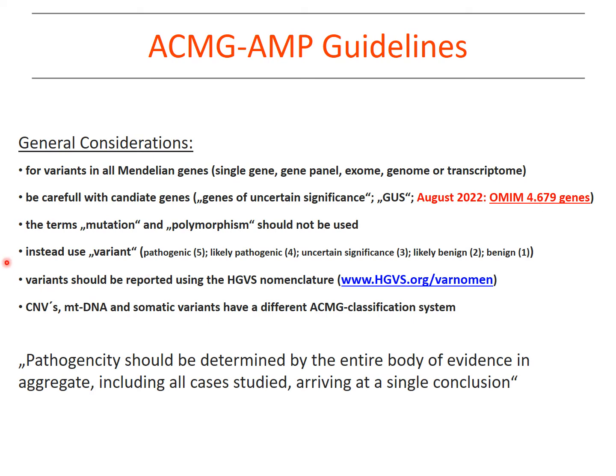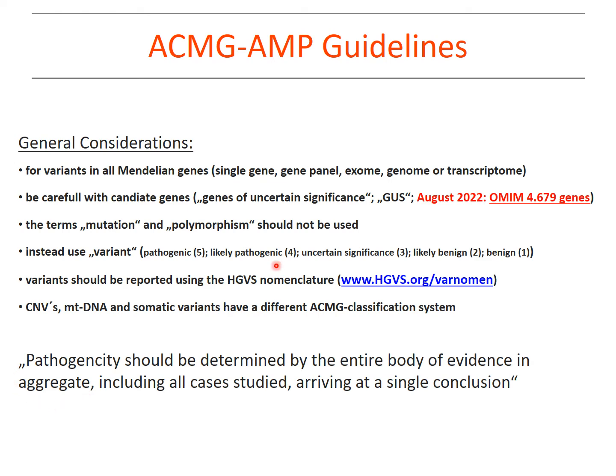Then the terms mutation and polymorphism should not be used. Instead, the term variant should be used, and this variant is then pathogenic, class 5, likely pathogenic, class 4, uncertain significance, class 3, likely benign, class 2, or benign, definitely benign, class 1. And most importantly, all variants should be reported using the HGVS nomenclature. You can find the link here. And as I mentioned already, copy number variations, mitochondrial DNA variations, and somatic variants have their own classification systems, but it's not the one I present today. Okay, they have different ones.